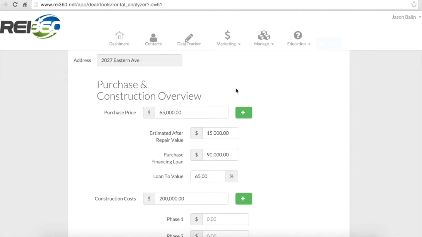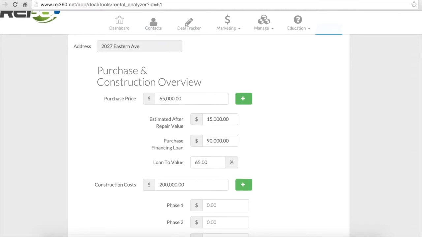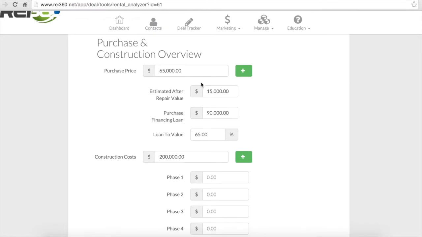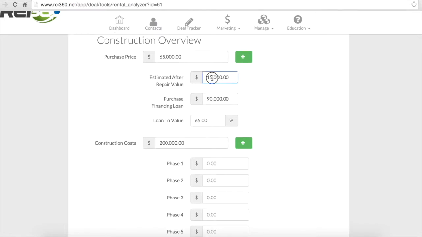Typically we look for cash on cash return, and how much we're making as a percentage based on how much total cash we have out, and I'm going to explain that in a second. But this deal, purchase price was $65. That number's not right, but that doesn't really matter. It's just because we're not selling it.